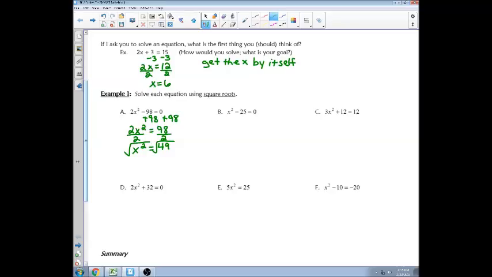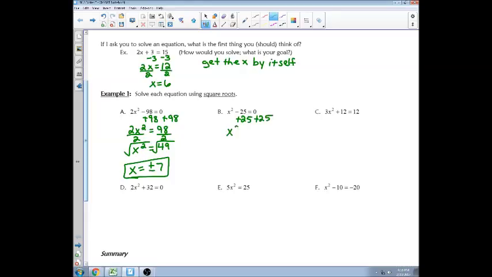The problem is the truth is positive and negative 7 if multiplied by themselves will get me to 49. So really there's two answers. So my answer would be x equals plus or minus 7. For part B, I need to get everything away from the x. So I need to get the x squared by itself first. So I'm going to add 25.